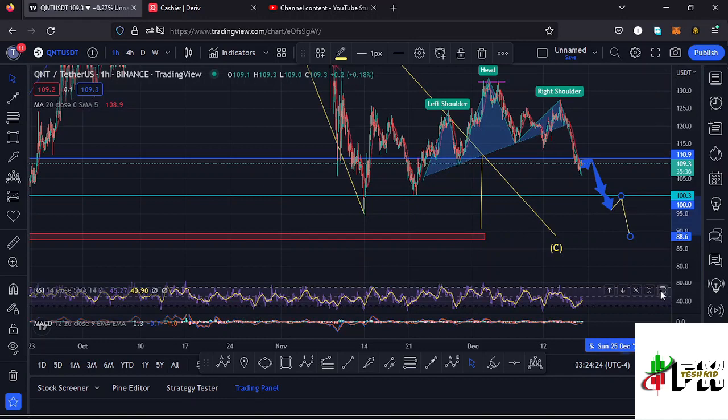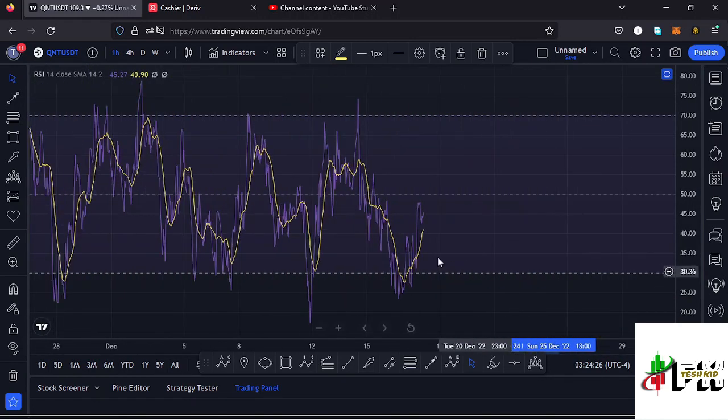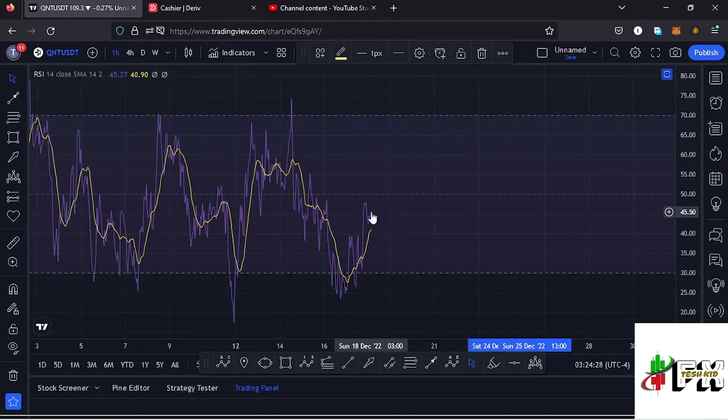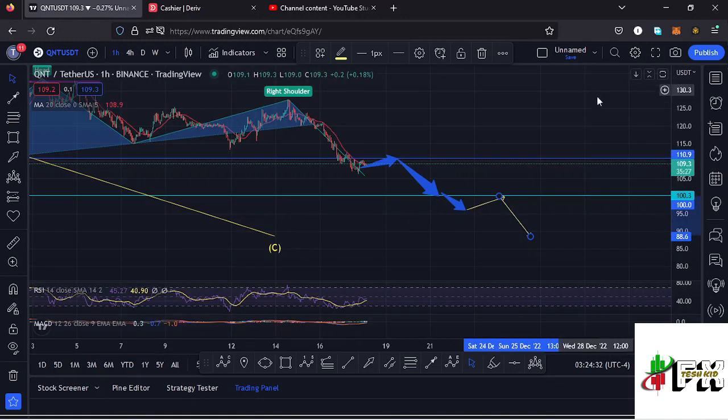Also taking a look at the indicators to see what movements will be supported on the RSI. On the RSI, we are trading at around the 45 mark, meaning we have massive room for us to support any movements to the upside.